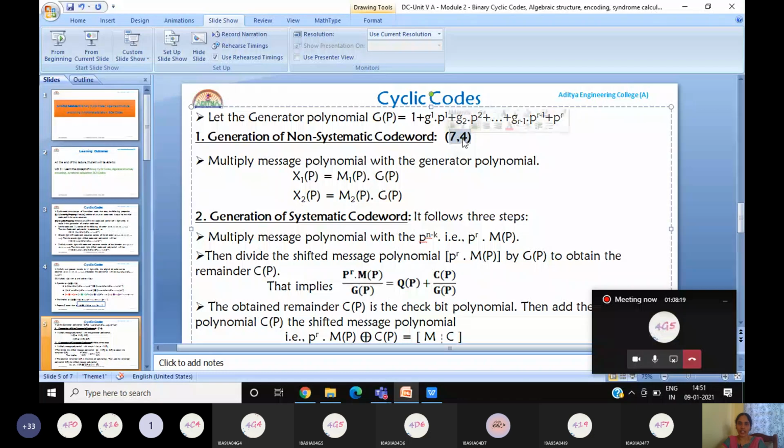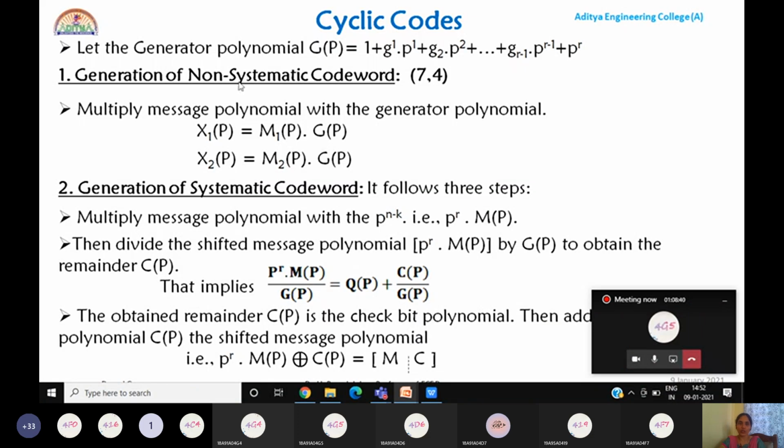Okay, for a 7,4 code, here k is 4. Because k is 4, how many combinations of message bits will there be? 2 power 4, so 16 combinations are available. Sometimes in your examination, you will be asked to calculate the code word using the non-systematic procedure. Sometimes they will give you the message bits, like 1101 or 1100. If they do not provide them, and ask you to calculate all code words, then you have to calculate for all 16 combinations of message bits.